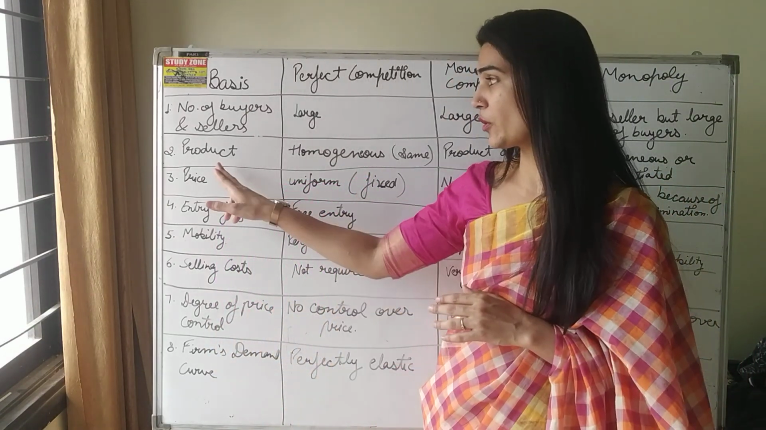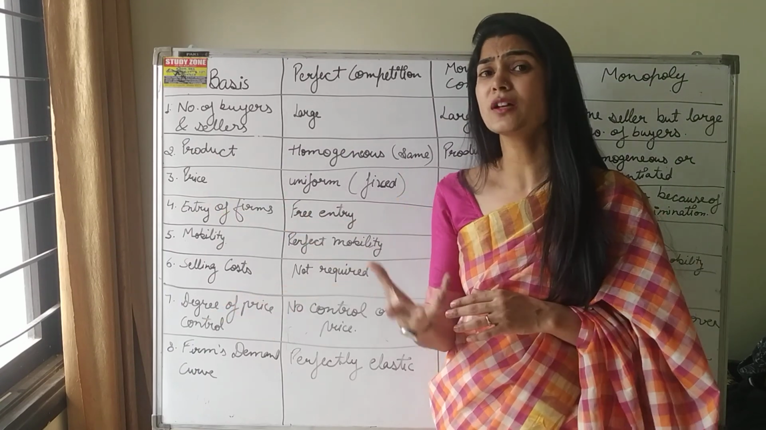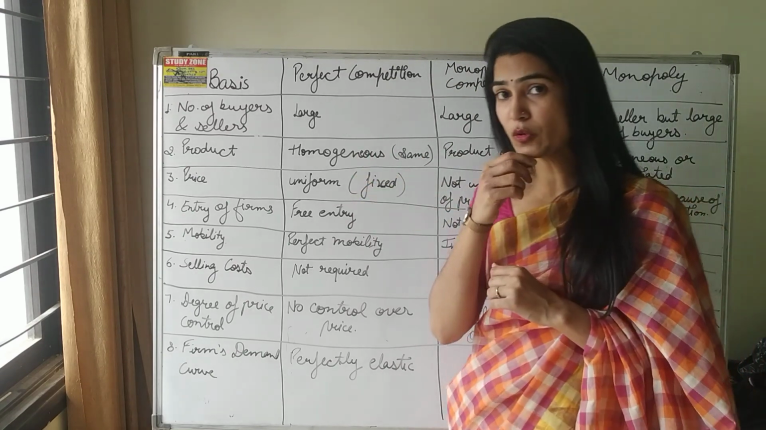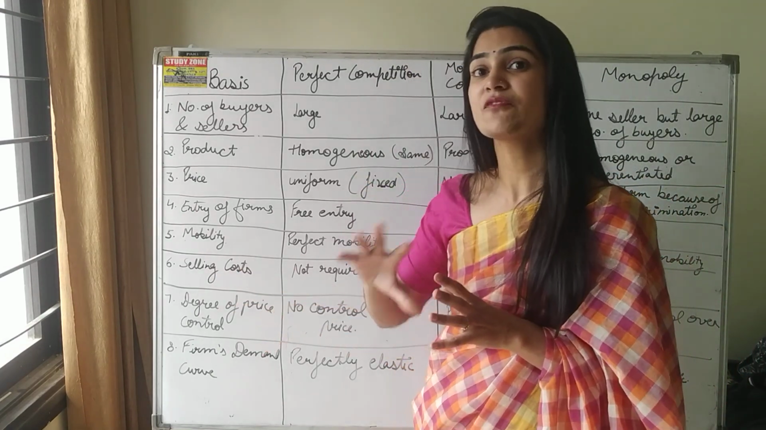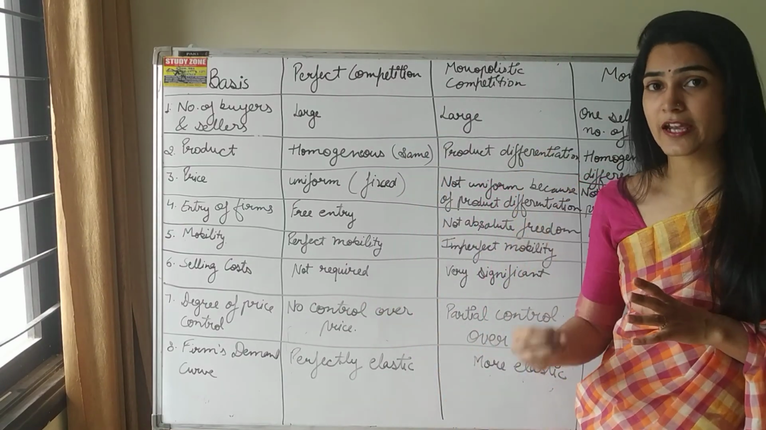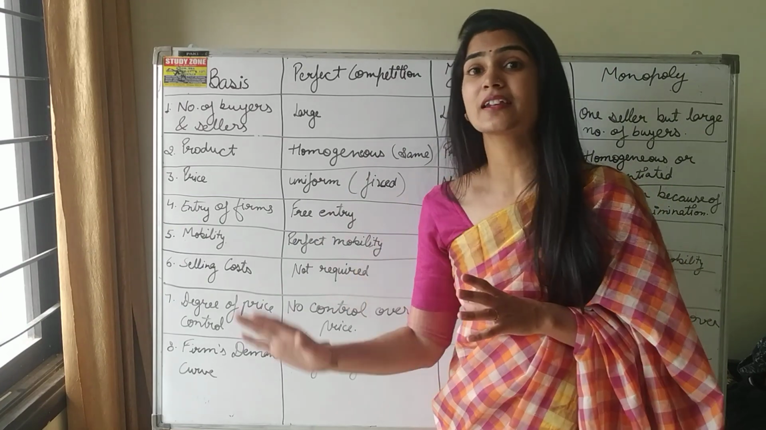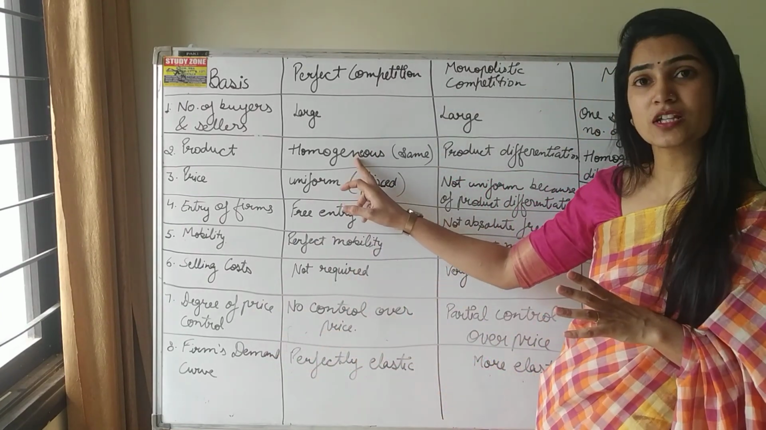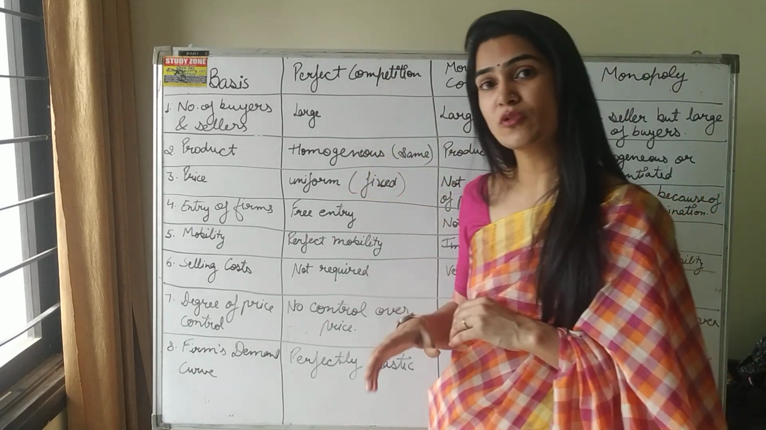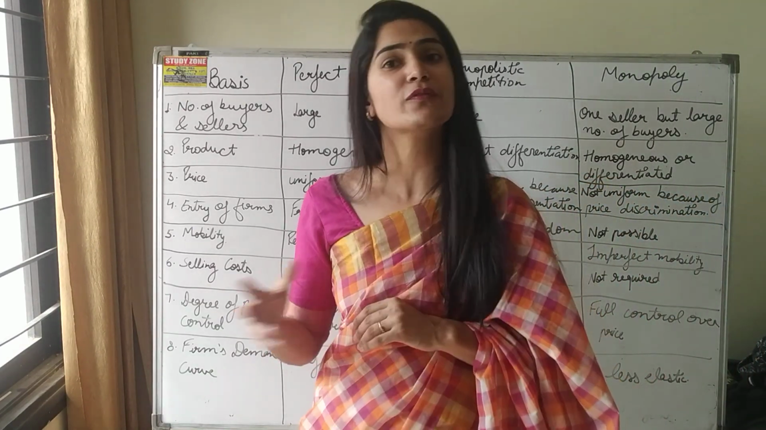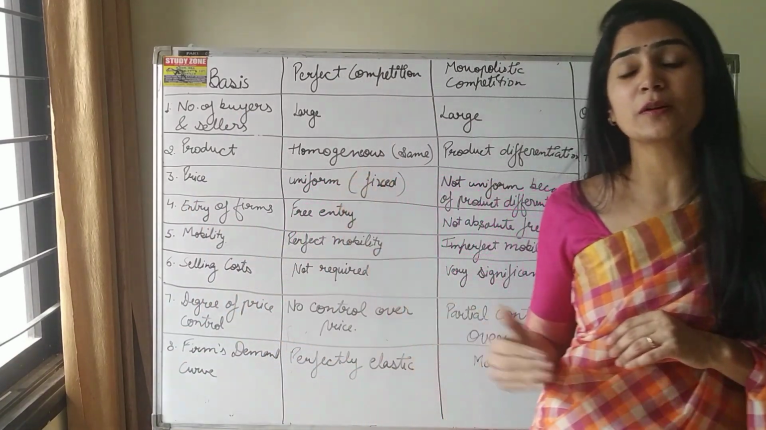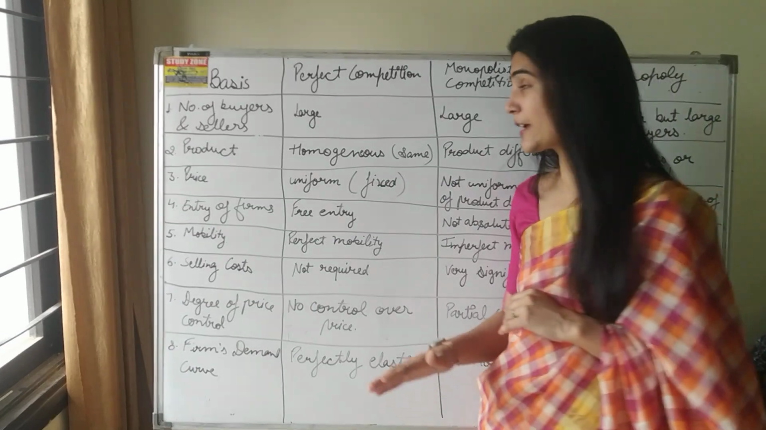Moving ahead to the second point, that is the product. On the basis of the product, the difference is that in perfect competition we have a homogeneous product. Homogeneous product means the product which is the same in all respects. The product which is the same in every way, shape, size, quality, quantity, that is a homogeneous product. So in perfect competition the product is homogeneous. All the firms in perfect competition are selling the homogeneous product. The product of every firm is exactly the same.